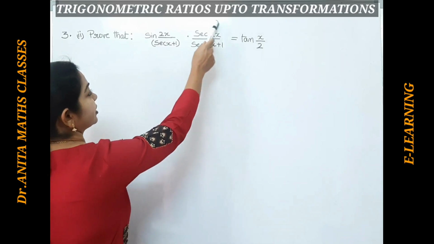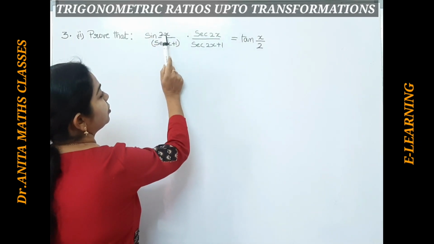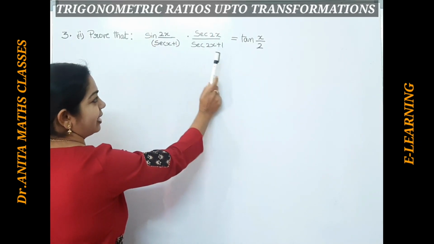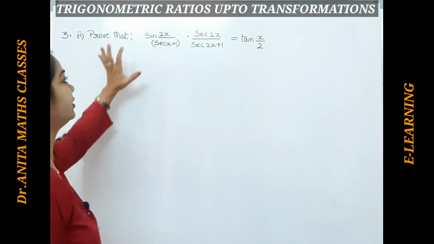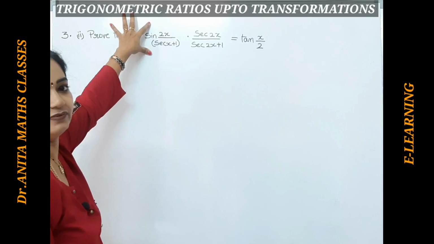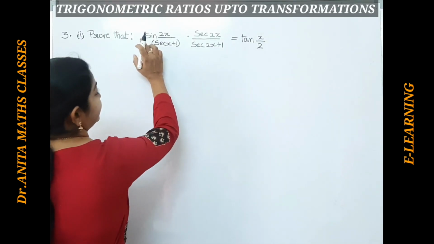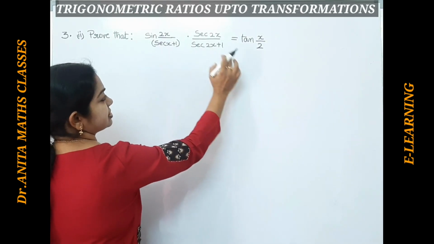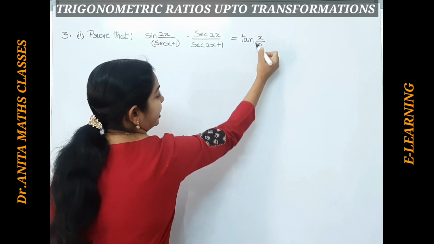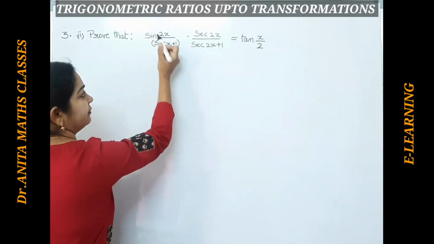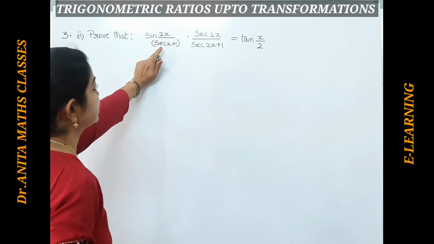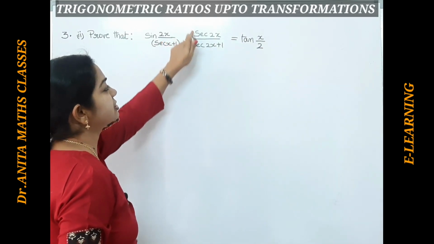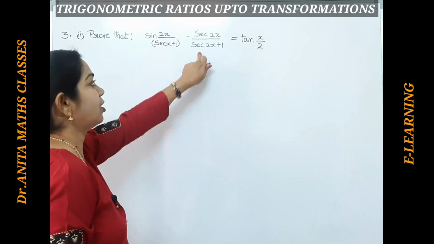Here given 2x, x and x, but asked x by 2, a submultiple angle. So what we will do is change these angles into submultiple angles because we need to get x by 2. Here given 2x and x. Now first we will see the secant function. Here the secant functions we will change into cos functions.